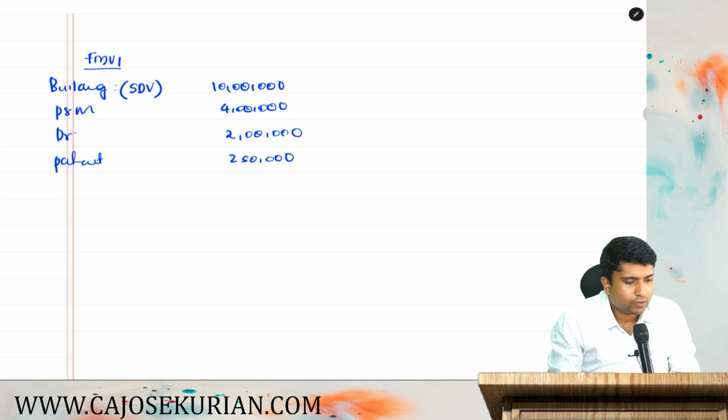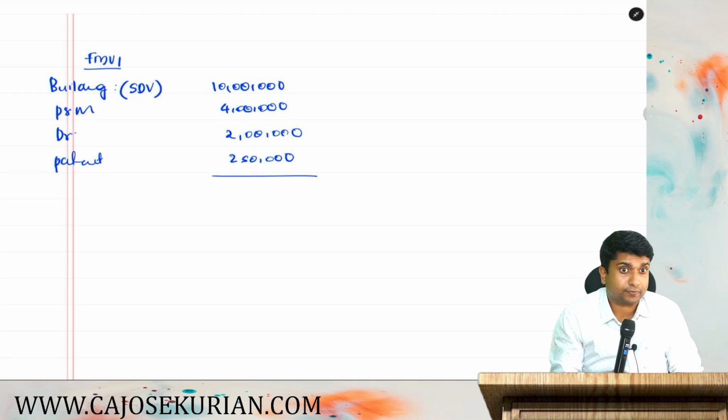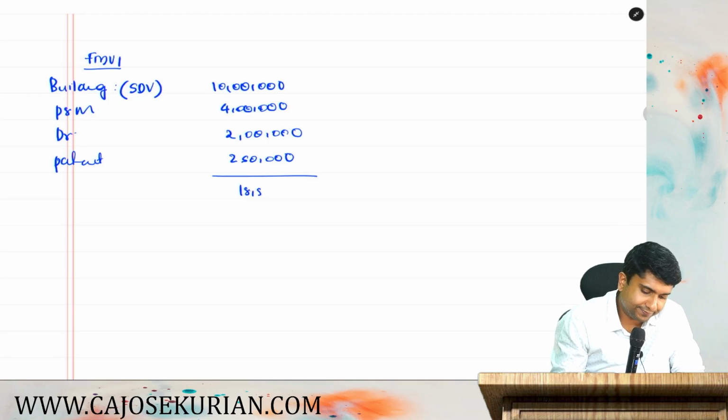Now, bank loan, total value of assets. Can you tell me the total value of assets? 1850. Now, bank loan is there. For that, you have to take the book value. 70% on 4 lakh, that will be 2 lakh 80,000.